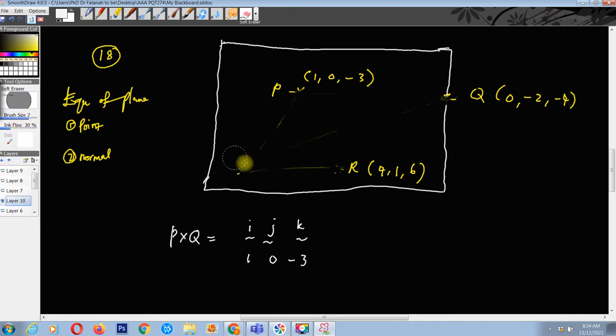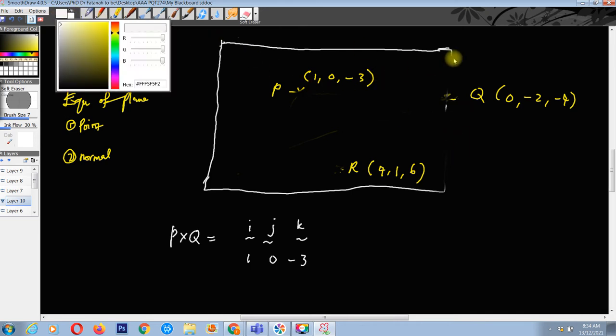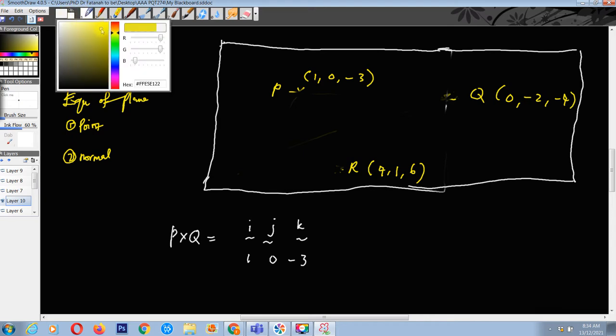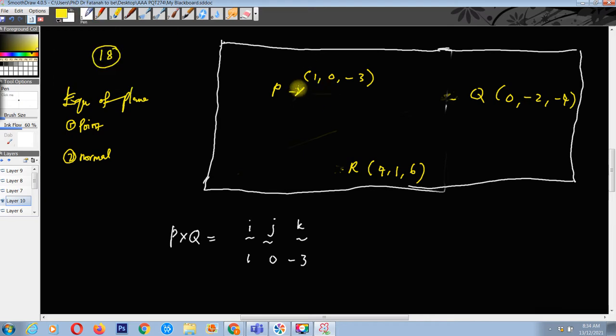Sekejap, my imagination is not correct, but it should be like this. This plane contains 3 points. So we have point P, point Q, and point R. So we have like this.